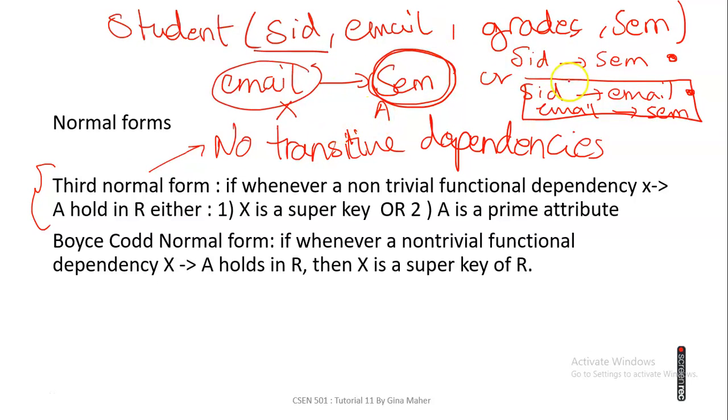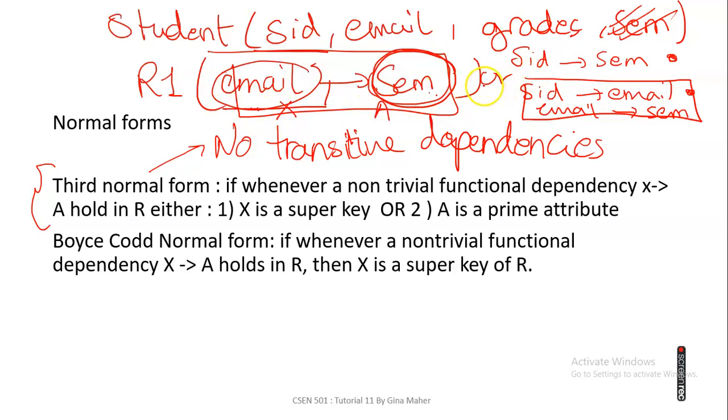And the solution is to decompose and remove this transitive dependency in a new table, so that we can remove semester from here and we can get semester from a new table called R1, for example, having the email and the semester, where the email is the primary key. Okay? The last type of the normal forms is the BCNF. It is the same as the third normal form.